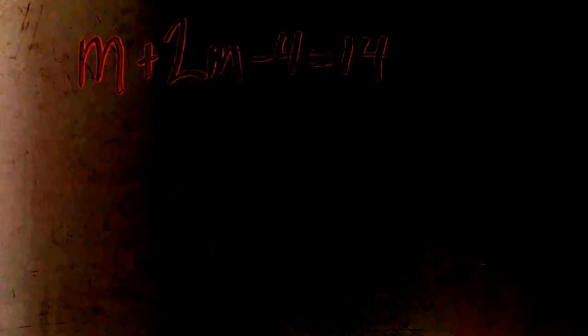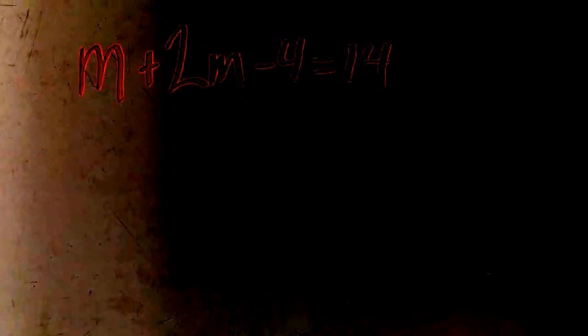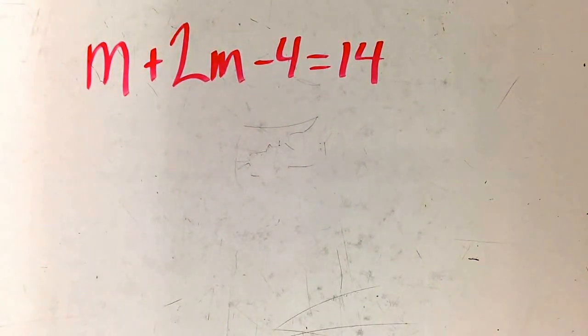Alright, this is 7-2, solving multi-step equations. Now, none of this is terribly new, we're just kind of adding a few things together. First of all, take a look at this equation: m plus 2m minus 4 equals 14. Before I can start solving for m, I need to combine like terms.